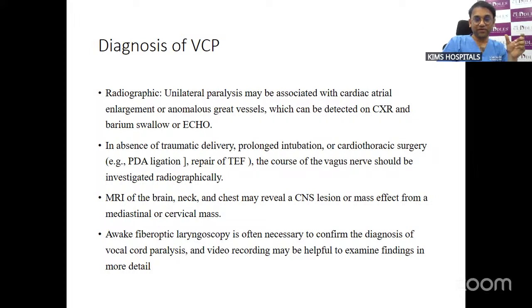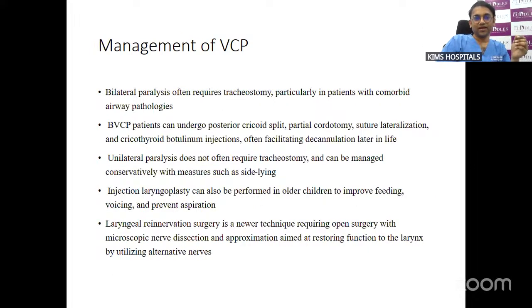We need to have video recording of these things so that we can discuss and have more details. Bilateral palsy, because it causes significant airway obstruction, may require a tracheostomy immediately. For bilateral vocal cord palsy, we can sometimes do a posterior cricoid split, a partial chordectomy, or lateralization and suture it down, or we can do cricothyroid botulinum injections, so that they lead to facilitate canalization immediately after the tracheostomy.